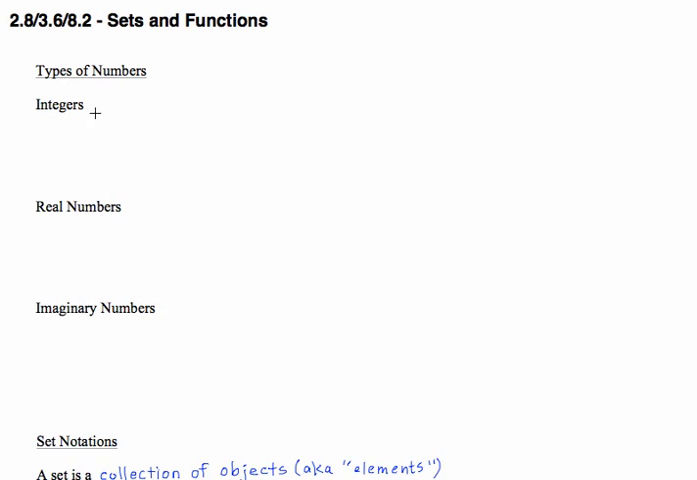So it goes all the way from negative infinity to, I'll just start writing it at -5, -4, -3, -2, -1, 0, 1, 2, 3, 4, 5, and so on forever in both directions. So your integers are positive, negative, and 0, whole numbers.